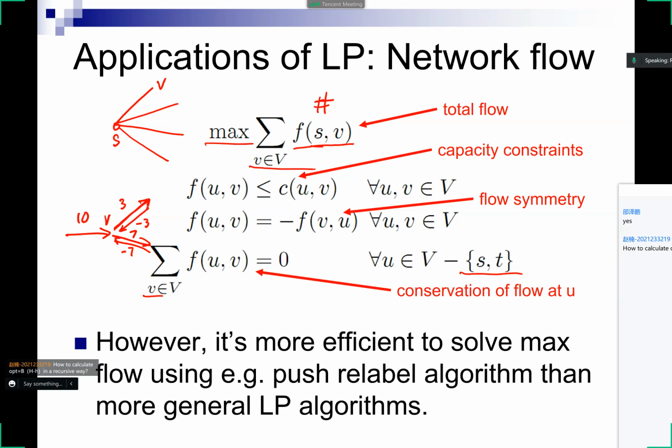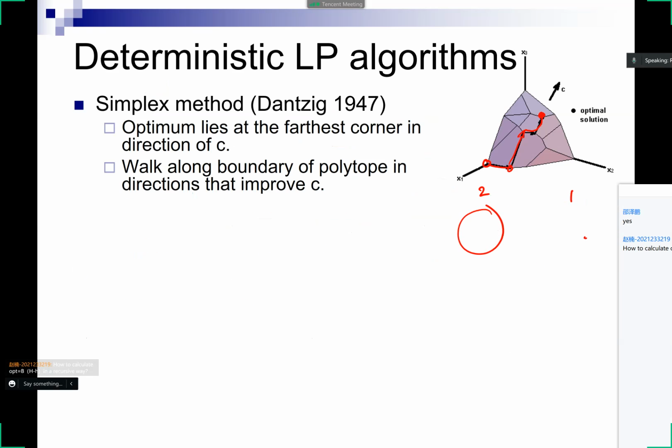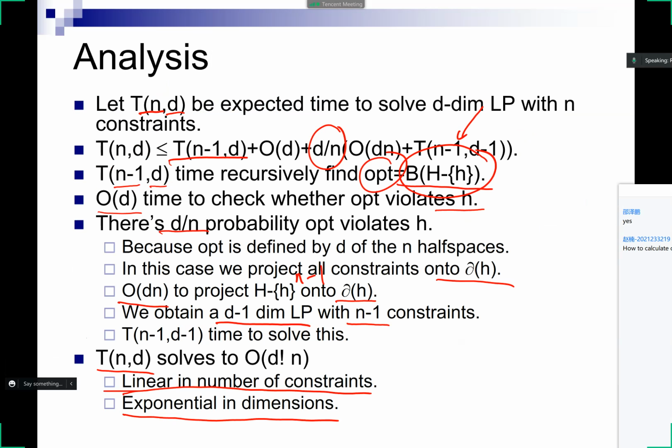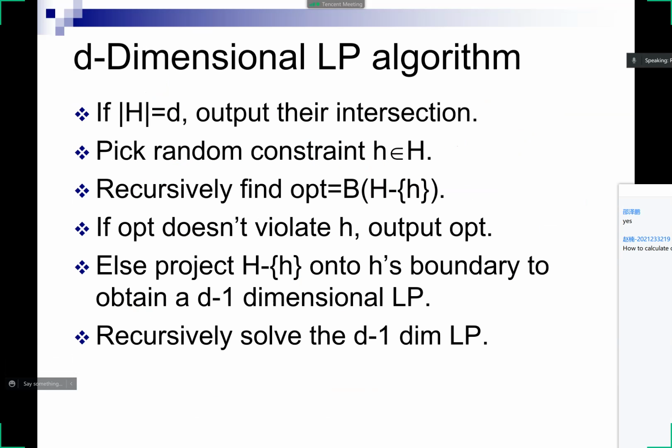How to calculate? You just recursively run the algorithm. Let me go back a bit more to the previous slide. This is an algorithm to calculate, if you have n constraints and d dimensions, the solution. Now in this step, you just run this algorithm recursively, except you take out one of these constraints. You're still in d dimensions, but you take out one of the constraints, and so you just run the algorithm recursively.